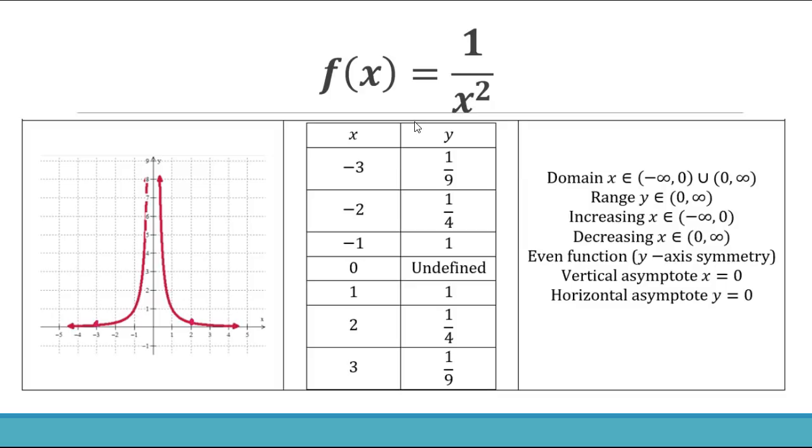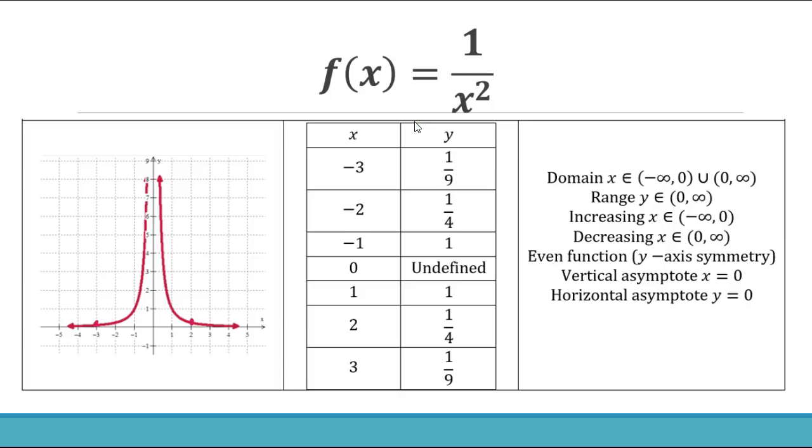But this time its range is from 0 to infinity. So once again, I never cross the x-axis, but I'm actually never even below it either. So my range is only values that are positive, above the x-axis. I'm increasing from negative infinity to 0, and I'm decreasing from 0 to infinity. There is y-axis symmetry here, so this is an even function.